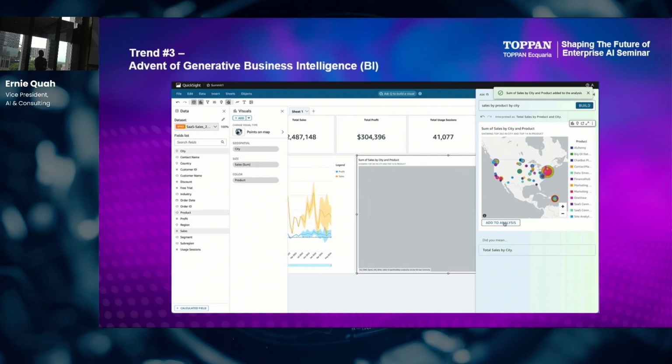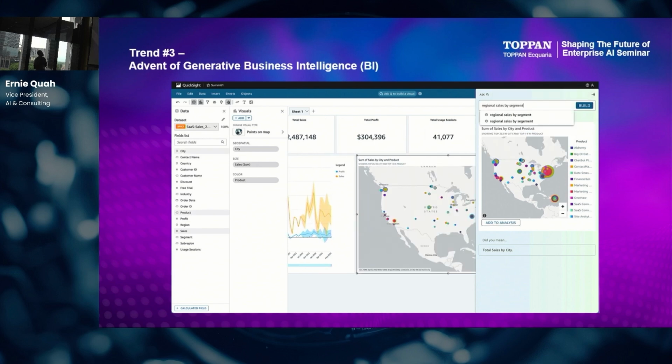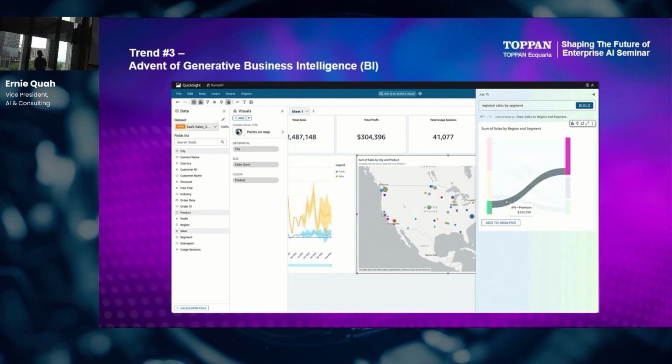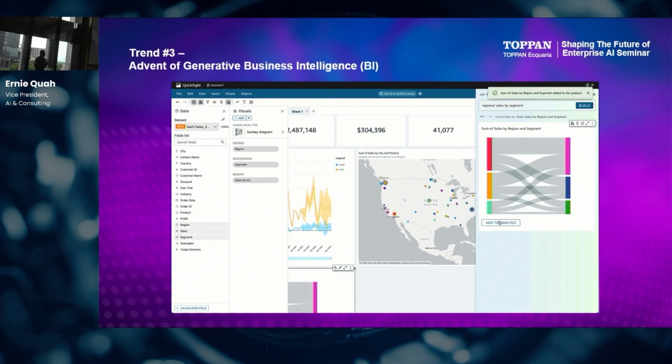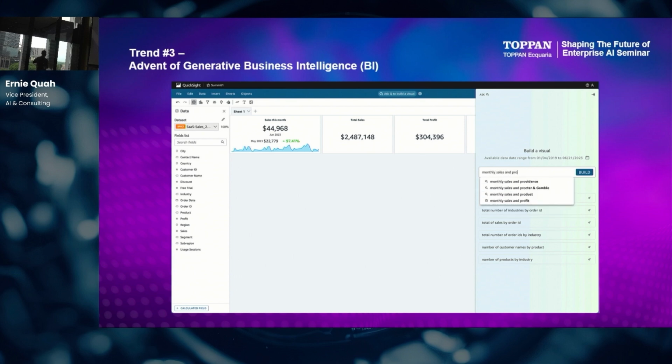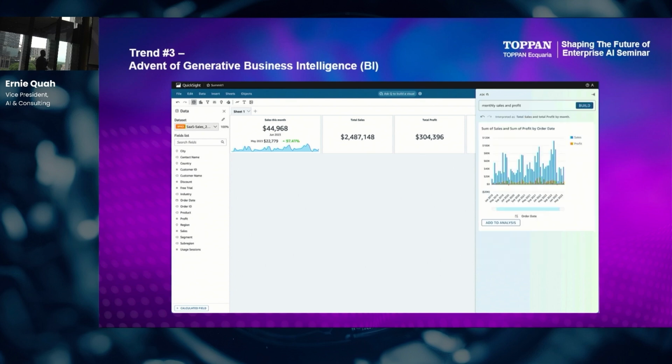And then you say, okay, now give me product by city. So you give it another chart. Okay, add to analysis. Then go another one. Let's say regional sales by segment. Then give it another chart. Okay, then after that you can say you add this chart. So you're basically chatting with the AI, which is processing your data.